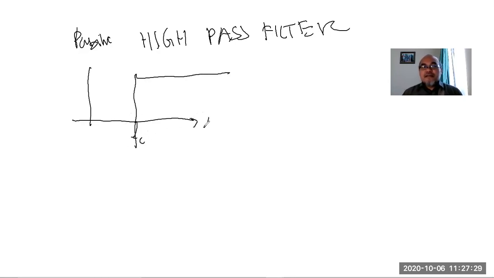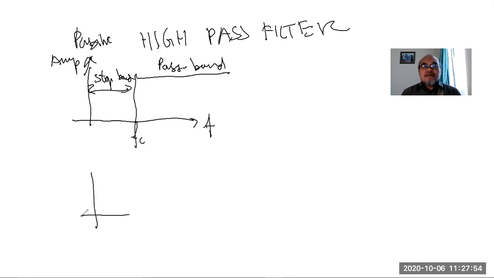So this is the cutoff, this is the frequency, and this is the amplification. And cut all the signal below that cutoff frequency. So this will be the stop band, and above the FC, above the cutoff frequency, will be the pass band. But in reality, it is not like that.